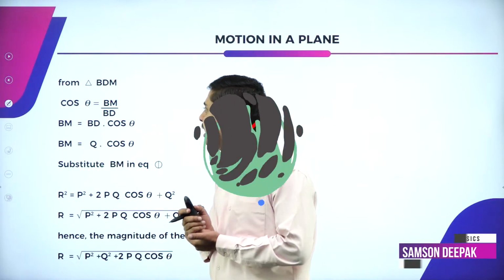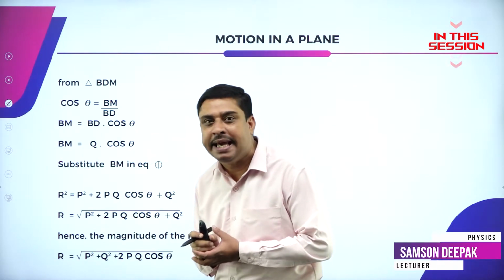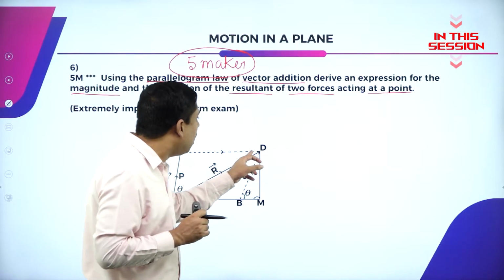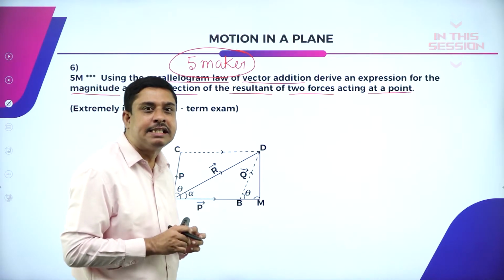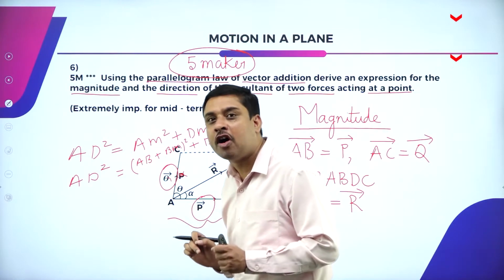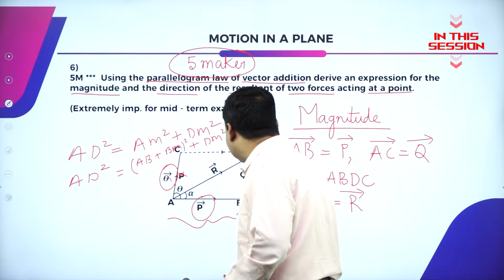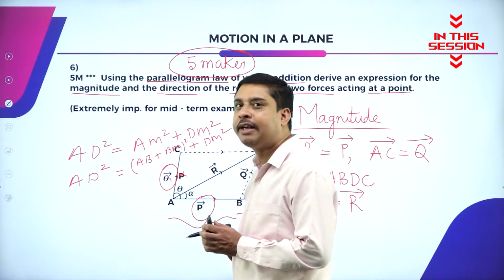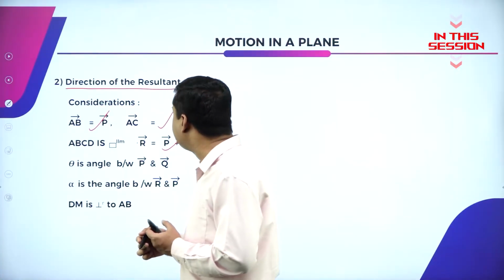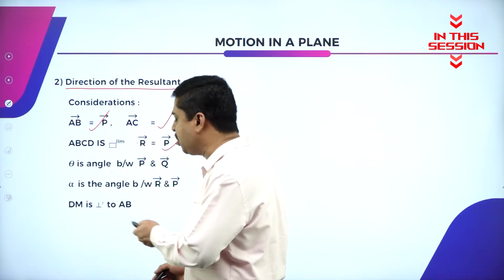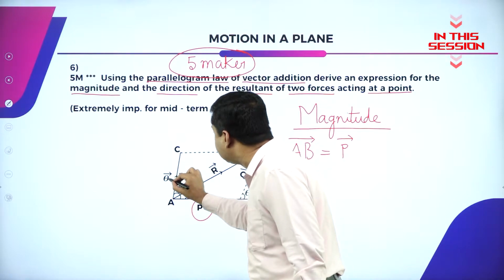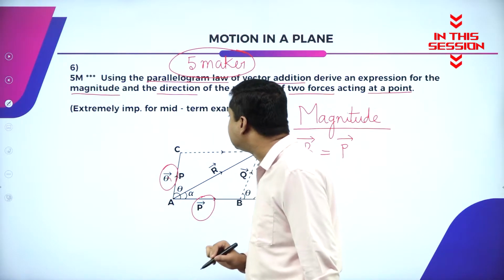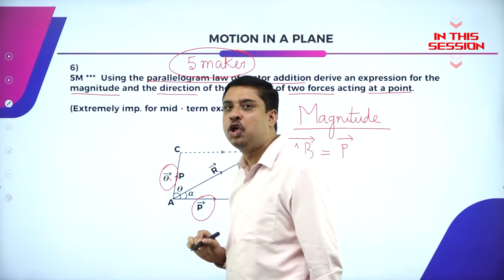I have to get the value of BM from the diagram. So the diagonal of the parallelogram is giving me the result. Definition of cos theta: adjacent side by hypotenuse. Vector R is P plus Q. The same considerations I have made. And the line segment AC represents vector Q.